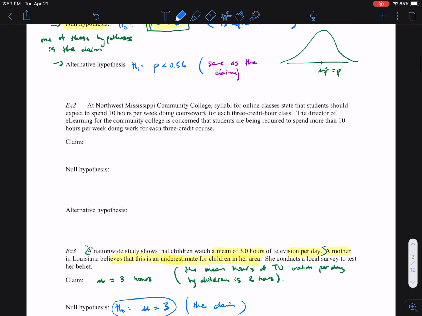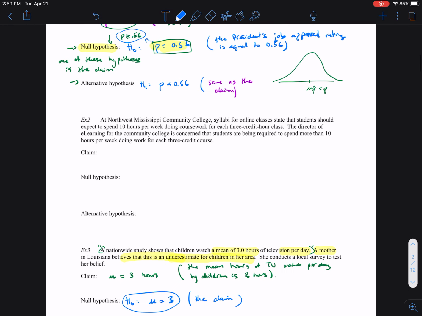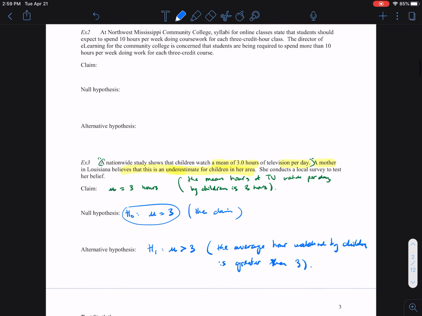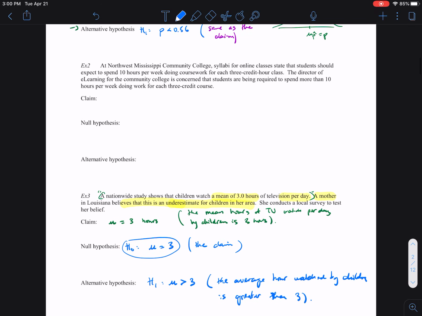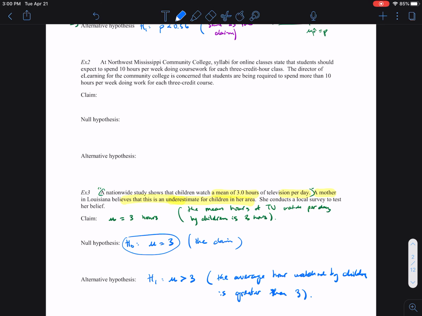Hopefully that makes it a little clearer how we determine the null and the alternative. It's going to be slightly different when you do the homework on MyMathLab. The format certainly won't be the same, but just go by the definition. The null is always equal. The alternative is going to be the opposite of the null.